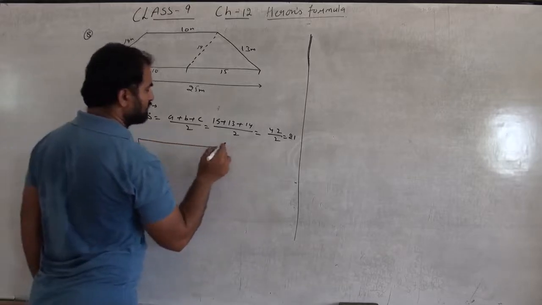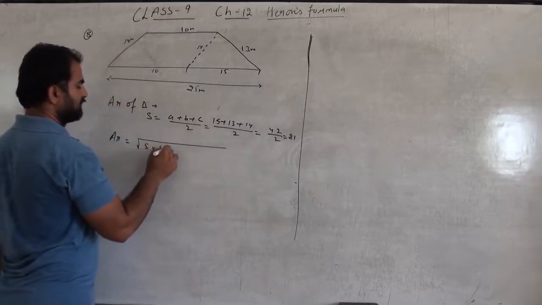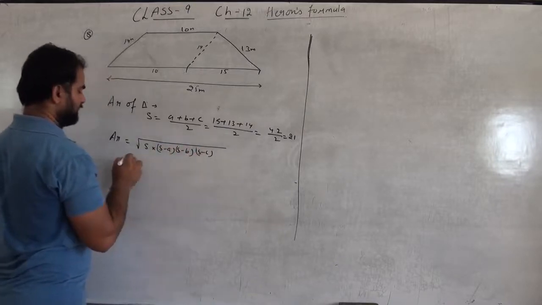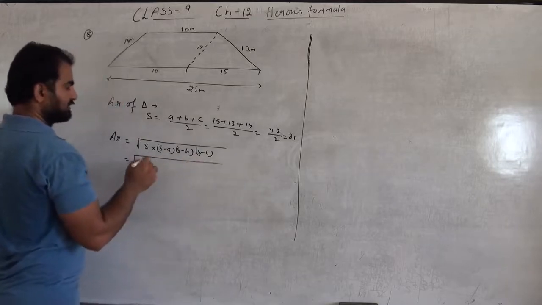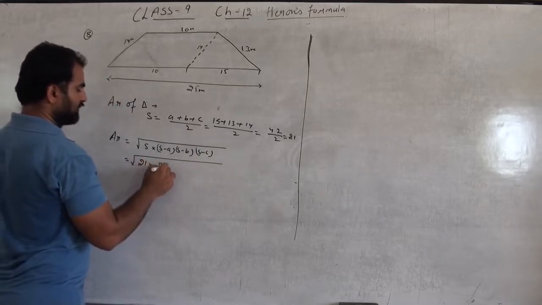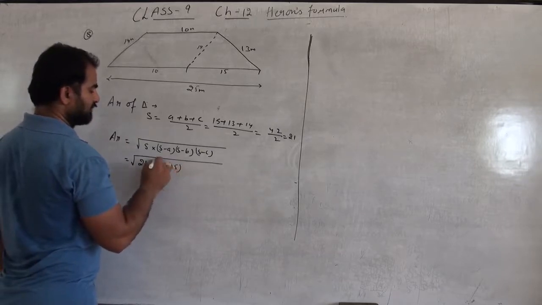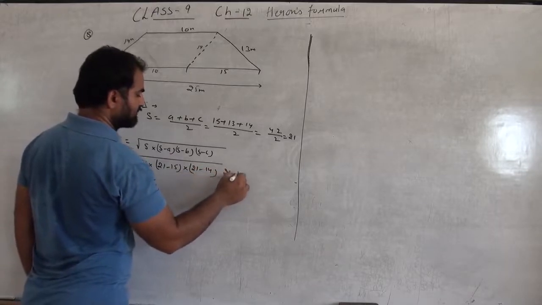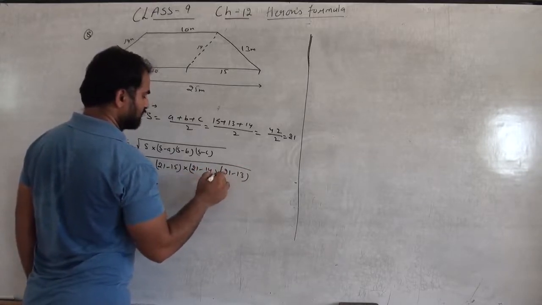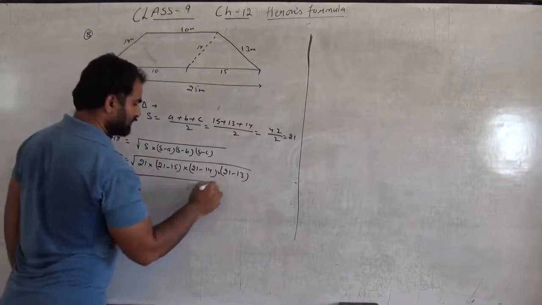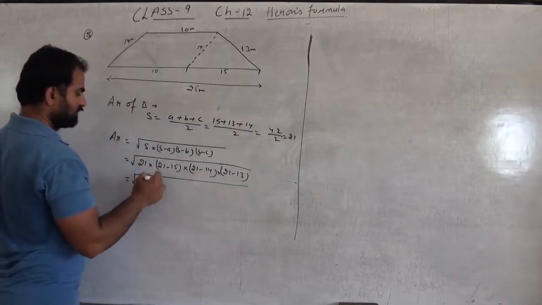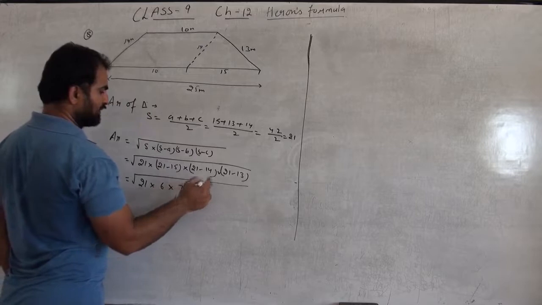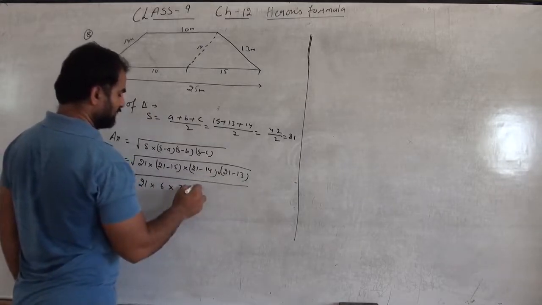Okay, so area equals root of S into S minus A, S minus B, S minus C, equals root of S is 21, 21 minus 15, 21 minus 14 and 21 minus 13. So it will be 21. 21 minus 15 is 6. 21 minus 14 is 7. And 21 minus 13 is 8.